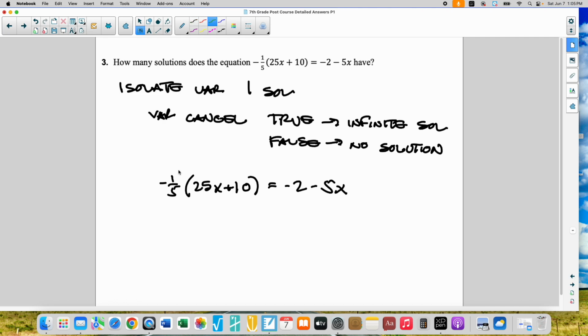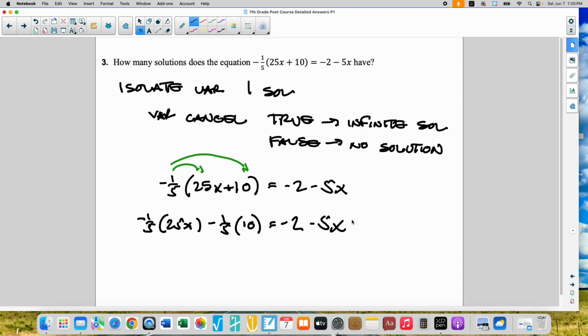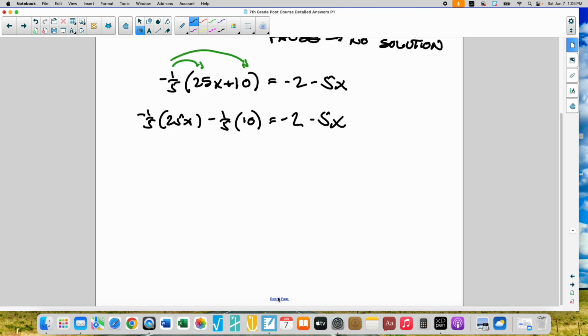So let's distribute this negative 1/5 into that. That's negative 1/5 times 25x minus 1/5 times 10 equals negative 2 minus 5x. Okay, so these are going to cancel, denominator, numerator, so that gives us negative 5x. This is going to cancel also, denominator, numerator, and that's going to give us negative 2 equals negative 2 minus 5x.